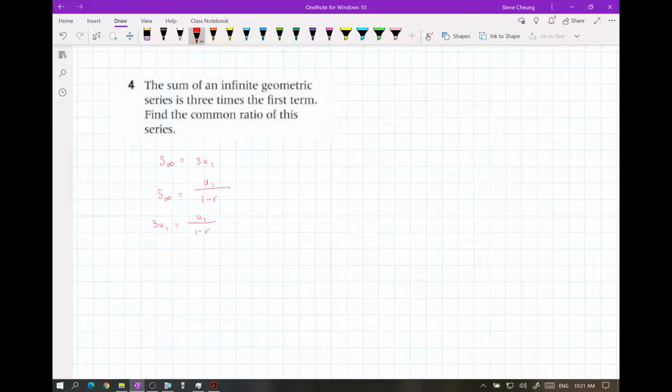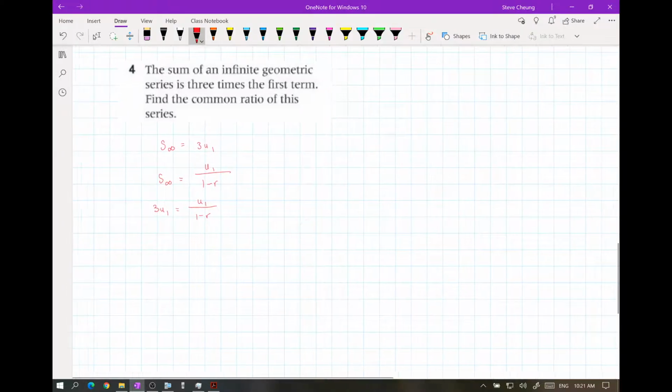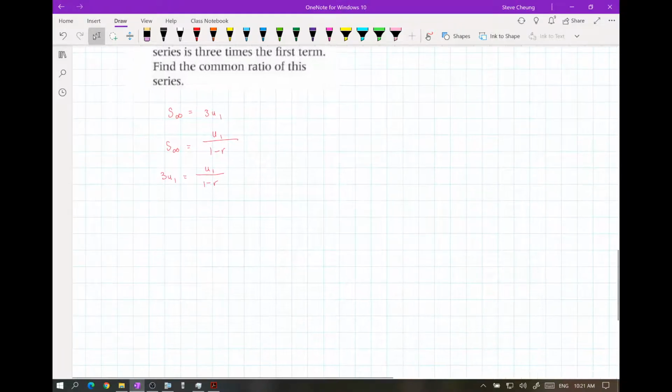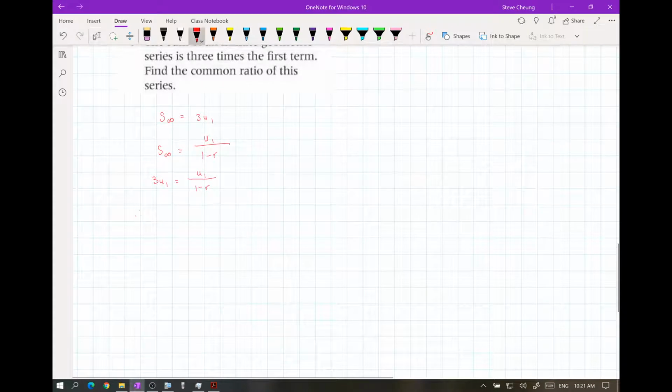Now what do we do here? We know that we want to solve for the common ratio, but somehow we still have u1 involved. There's 2 things you can do. You can either divide both sides by u1 to get rid of that, which is what I recommend, or you can first cancel the fraction by multiplying. And you see how we can divide both sides by u1, right?